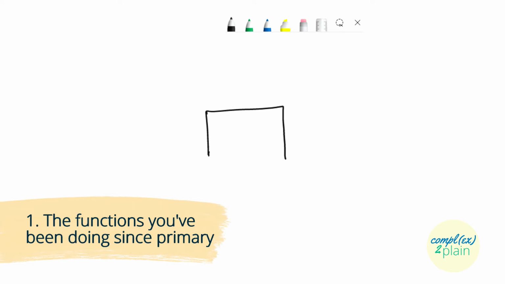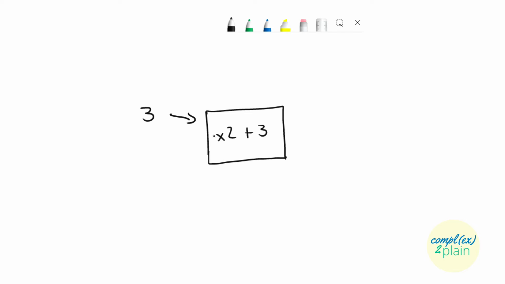So in primary school, you did a lot of these sums. I like to call them number machines. So you would have a rule like here in the middle, like times 2 plus 3. I'm sure you remember these. There's a number 3, that's like an input number, then you put that through the rule and then you get an output. So 3 times 2 is 6 plus 3 is 9. I hope you guys remember doing this.